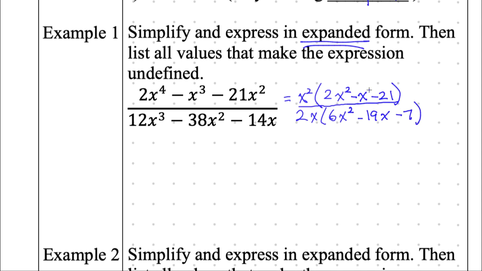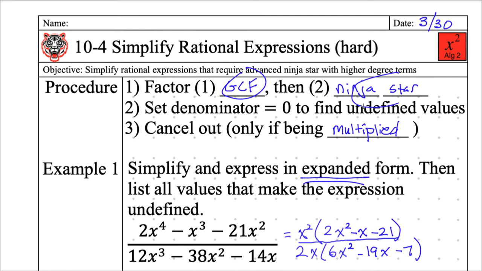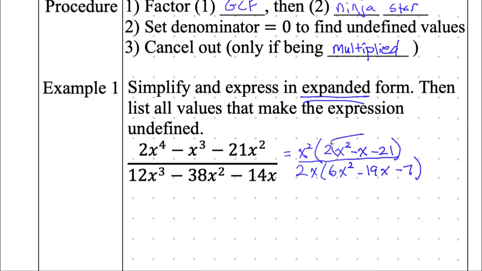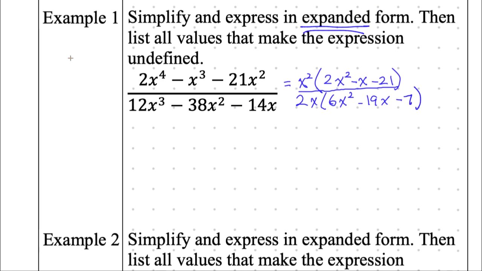All right, so all I've done so far is greatest common factor. Now I'm going to do ninja star. I need to do it for this and this, the numerator and denominator. So this is where I'm going to do scratch work off to the side because we don't have very much room left over. So this is the numerator. Again, I'm going to multiply 2 and negative 21 for the top. That's going to be negative 42, and this negative 1 in the bottom, negative 1.